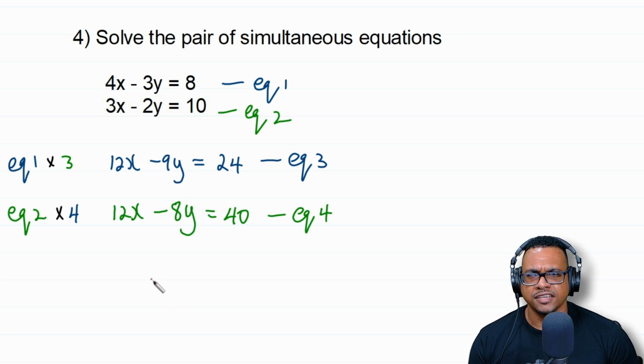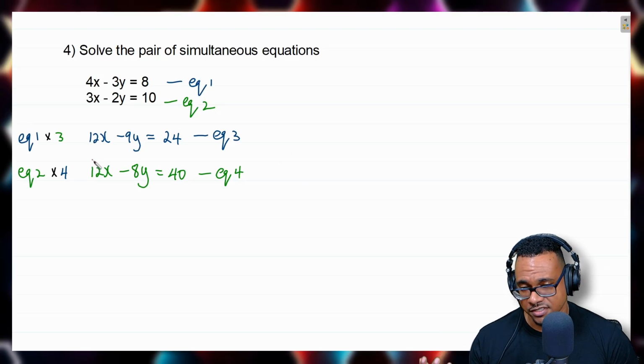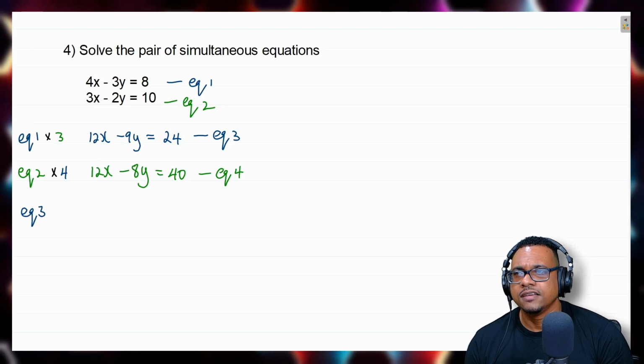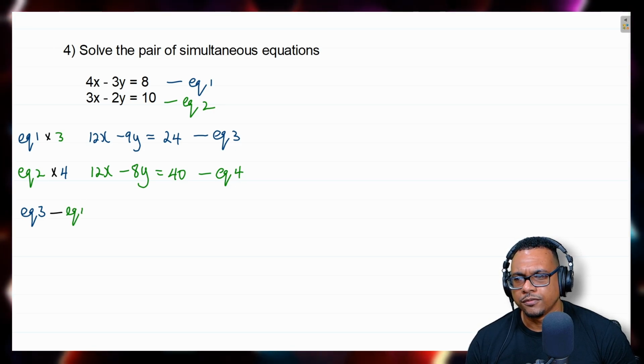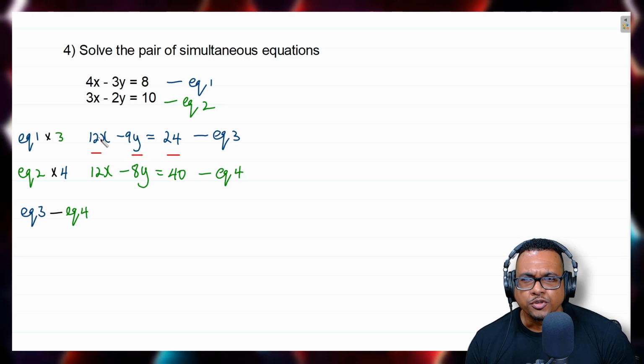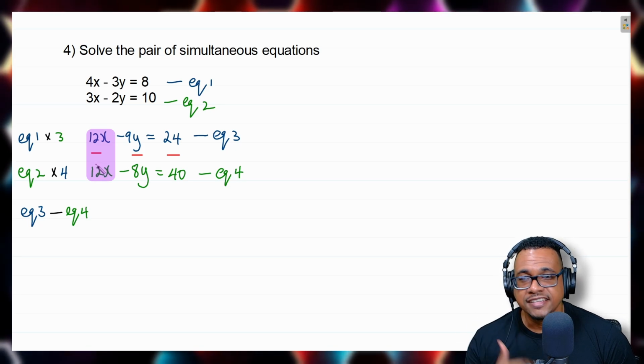So now what do we have here? As I said, we have 12x and 12x, so we are able to eliminate the x. Both of them are positive 12x, so subtracting will give us 0. So I'm going to say equation 3 take away equation 4, and I'm going to put my subtraction signs here. Now 12x take away 12x is 0. That's nothing, so we don't write anything.